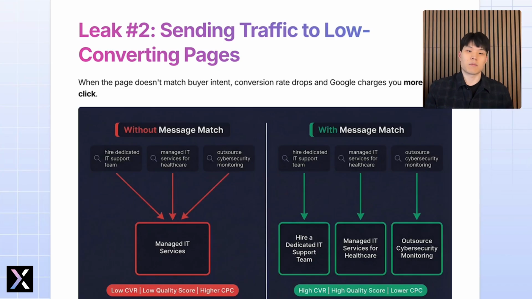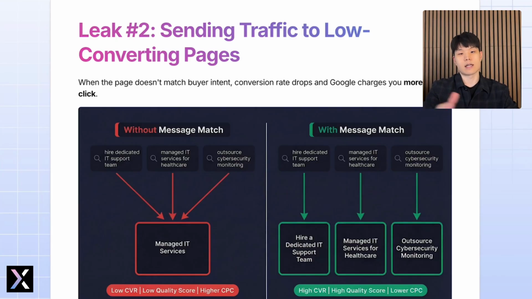In B2B, it's very typical you will pay $15 to $50 for a highly qualified click, and then you send them to your homepage. This is one of the most common mistakes we see. Clicks go to a homepage or a single generic landing page instead of multiple search matched landing pages. So when the page does not match the buyer specific search, 2 things happen. Number 1, your conversion rate drops because the message isn't directly related to what they're searching for. Number 2, Google actually charges you more per click, and I'll explain why in a second.